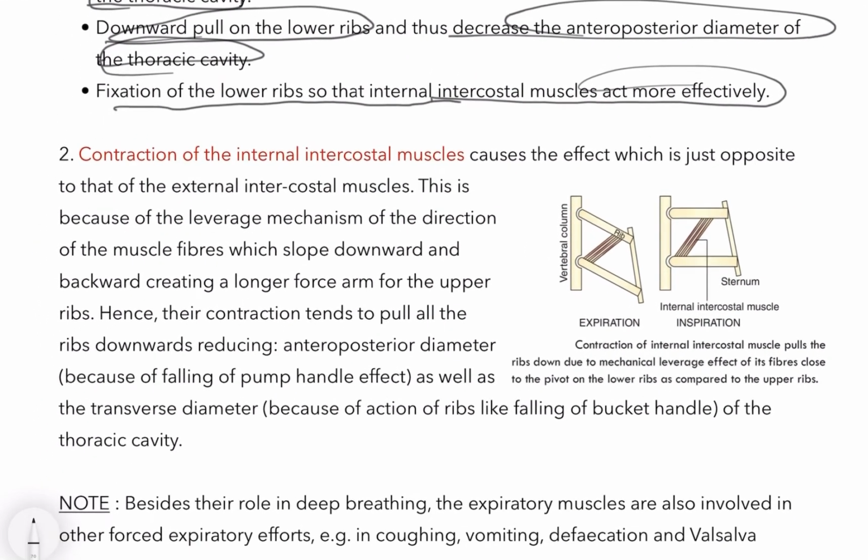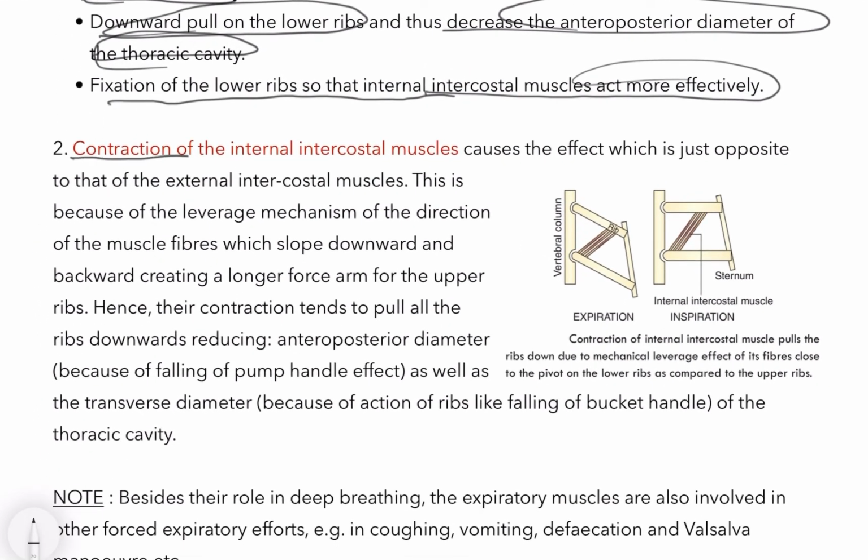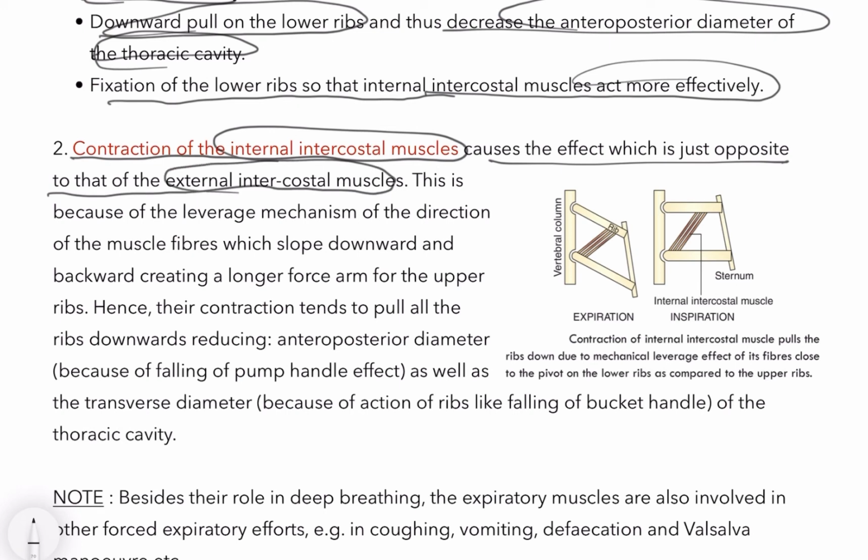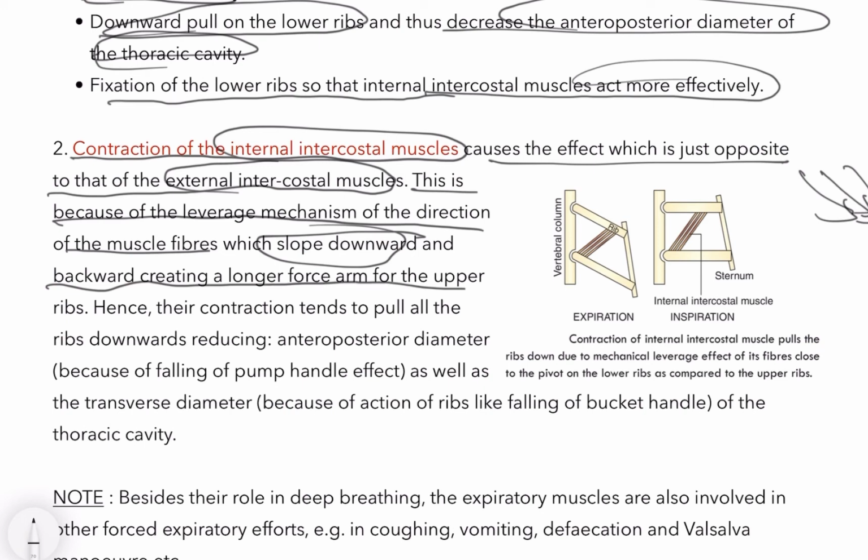Second is contraction of internal intercostal muscles, which causes the effect opposite to that of external intercostal. Now in external intercostal muscles, what was the effect? The ribs were moving upward and forward, like this movement, if you remember. Now here it is opposite. This is because of the leverage mechanism of the direction of muscle fiber, whose slope is downward and backward, creating a longer force arm for the ribs.